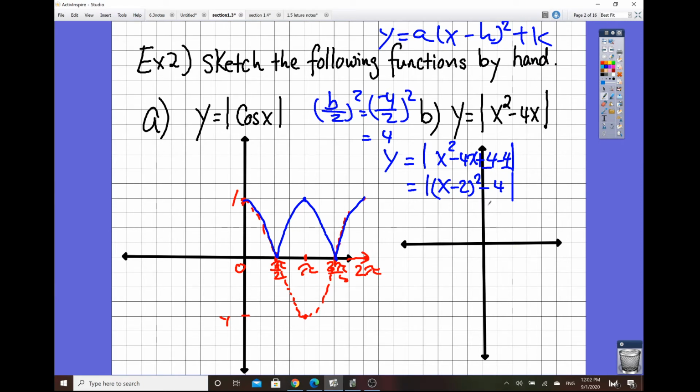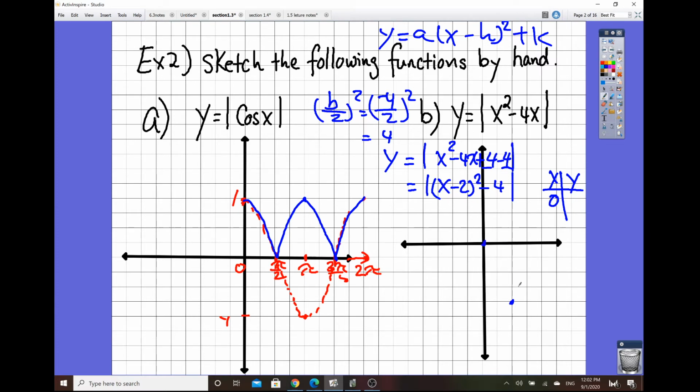Again, we just want to sketch the parent graph first. So 2 and negative 4, 1, 2, 3, 4 down here. Then we can find the y-intercept. The way to find the y-intercept is to set x equals 0. So 0 minus 2 is negative 2, quantity squared, so it's 4. 4 minus 4, so that's 0.